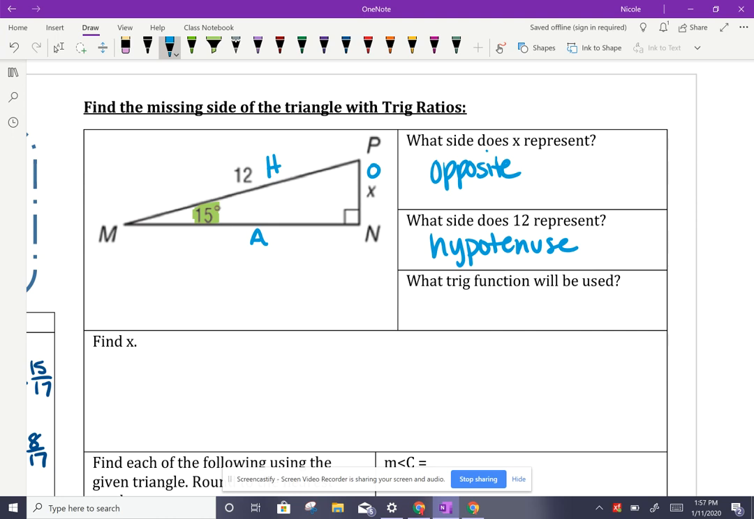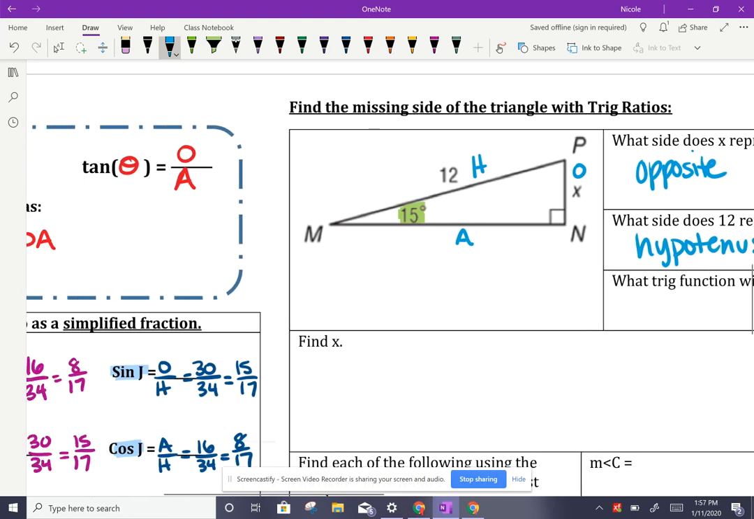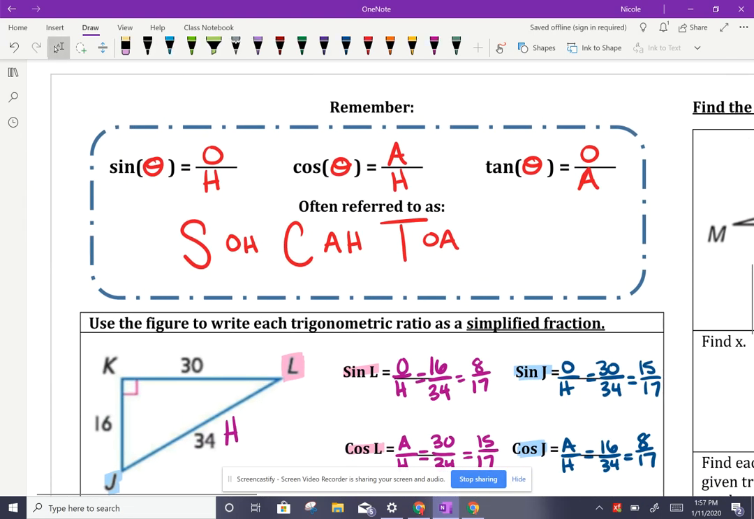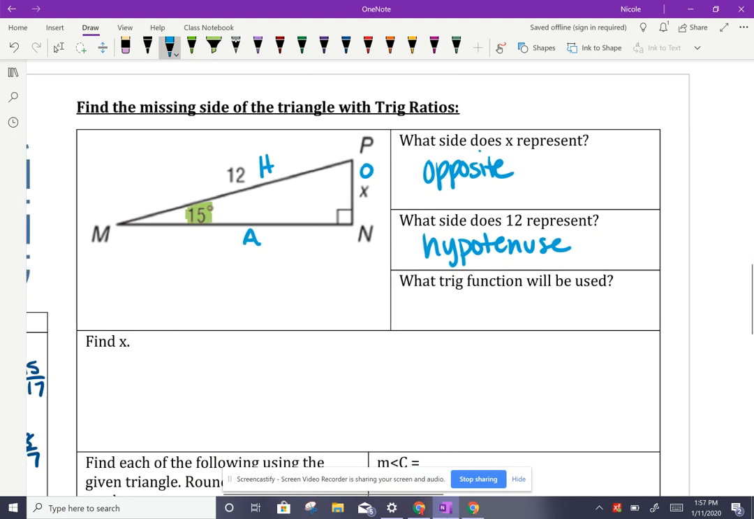And so we have opposite and hypotenuse. Those are the two things we're going to be using. So what trig function uses opposite and hypotenuse? Well, let's look and see. Opposite O over H. We're going to use sine. So we're going to be using sine.